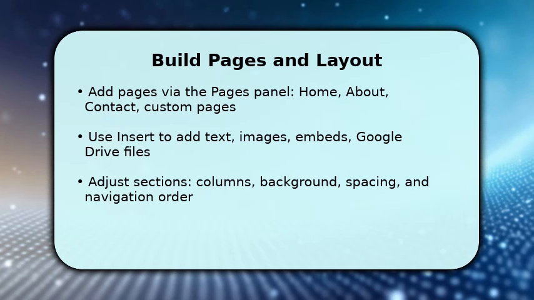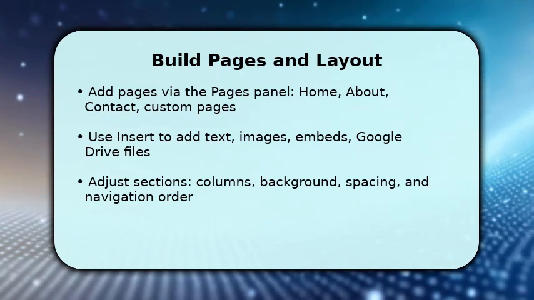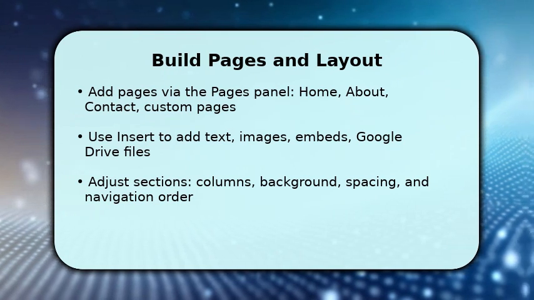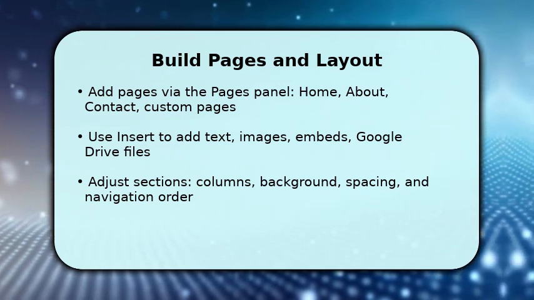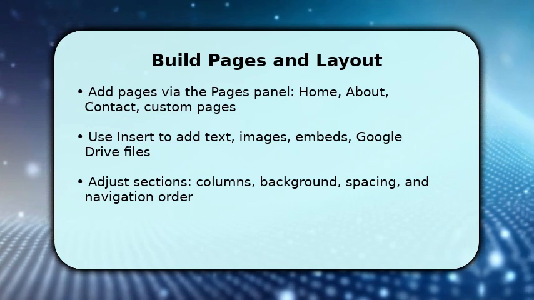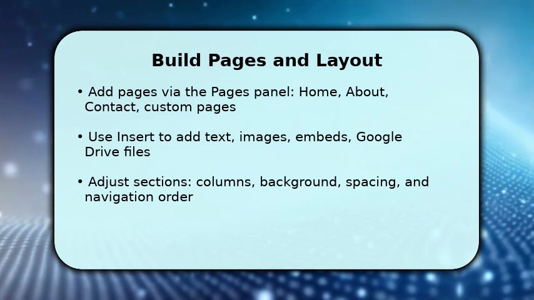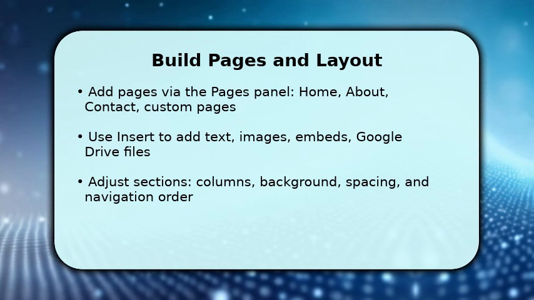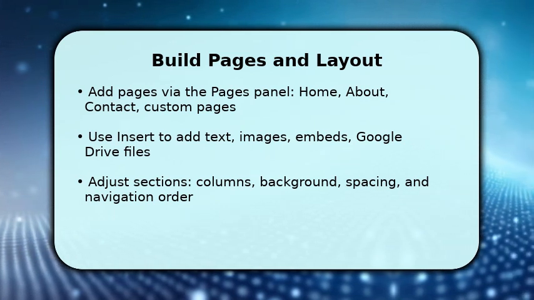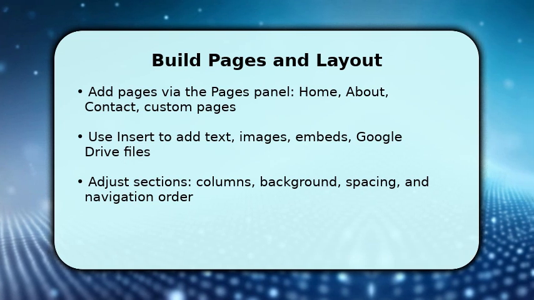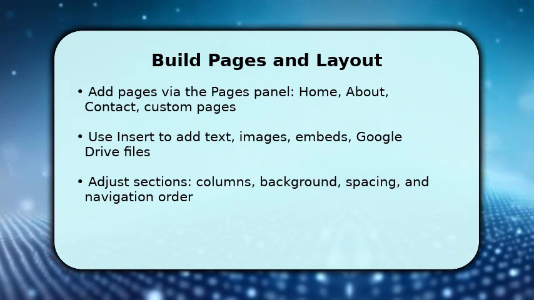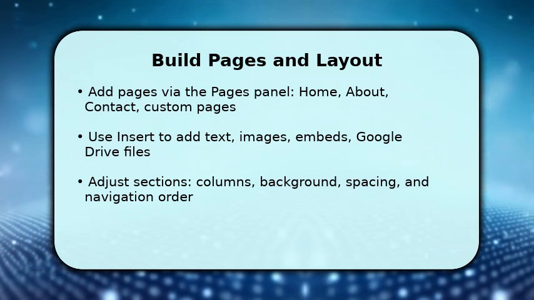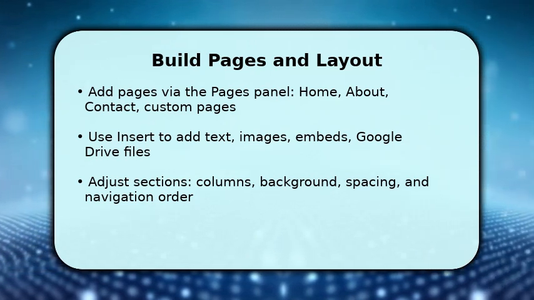Now you build the site structure by adding pages. Create home, about, contact, and any custom pages you need. Once pages exist, use the Insert panel to drop text boxes, images, embedded content, and Drive files. This is how you populate each page. You should also adjust section layouts, columns, background images, and spacing to control visual hierarchy. Make sure to reorder navigation so important pages are prominent. While editing, preview frequently to confirm mobile and desktop layouts look right.